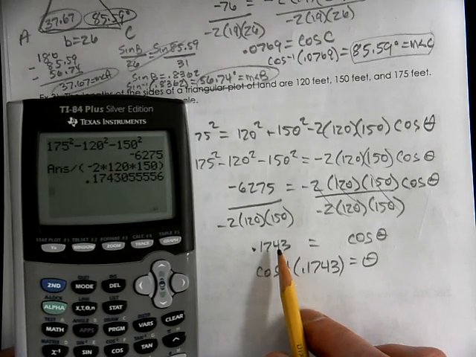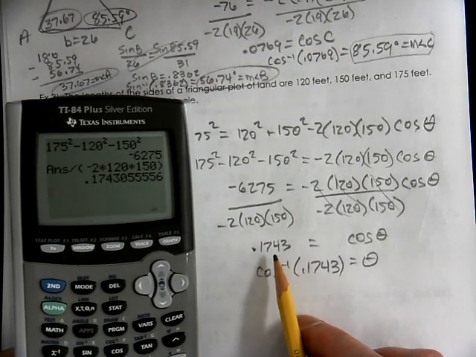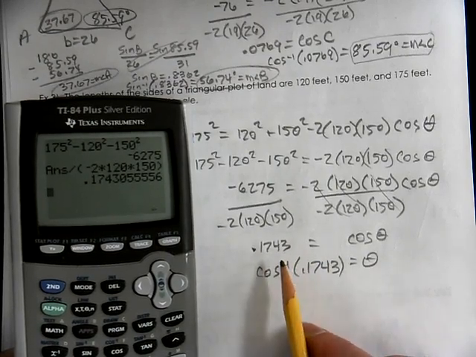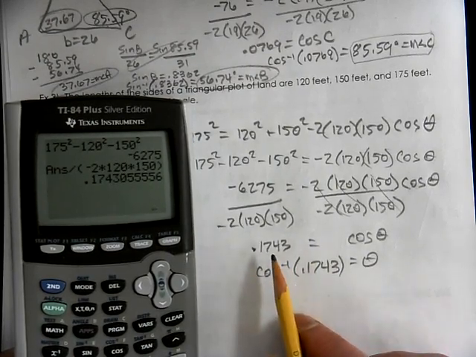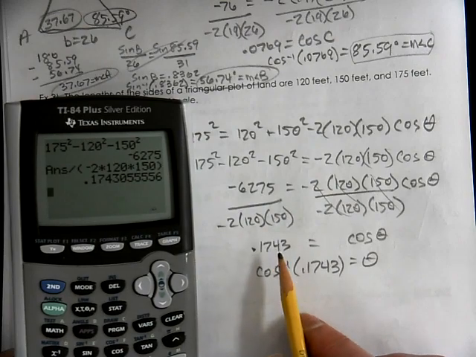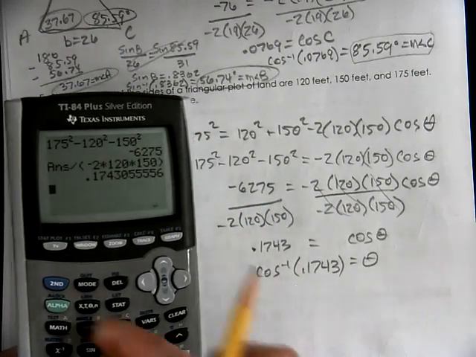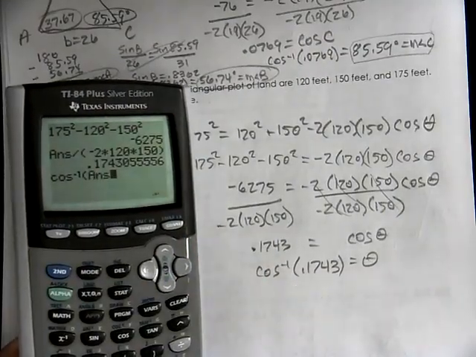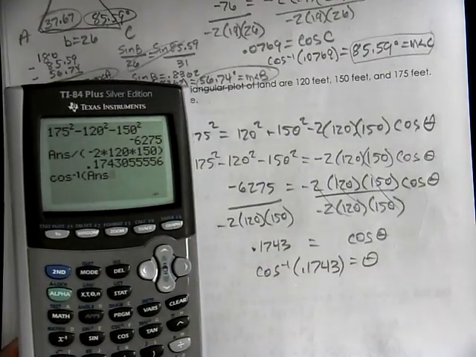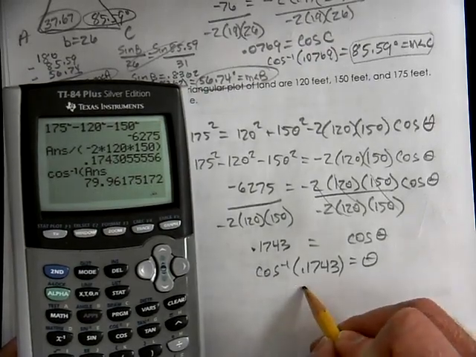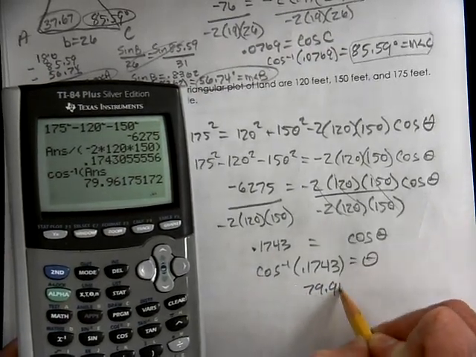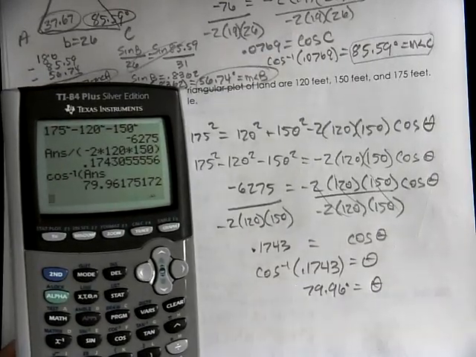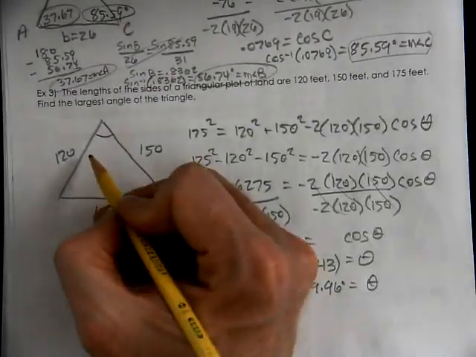Notice that this is a positive value. That means thinking about cosine, cosine is positive in the first quadrant, so this is going to be an acute answer. If it's negative, that just tells us that it would be in the second quadrant, obtuse. So we're doing cosine inverse of our answer, and we have 79.96. That's our largest angle.